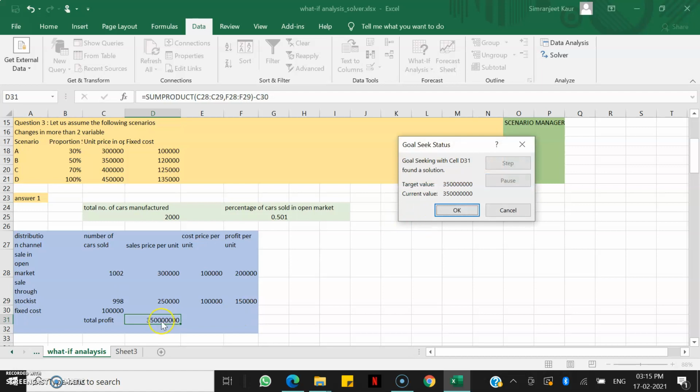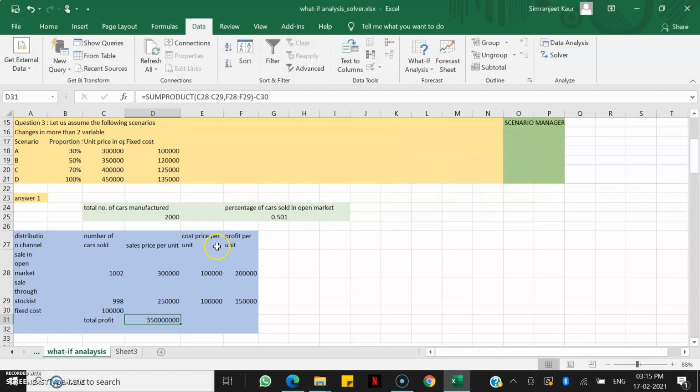If you see, the values have automatically changed here, and my percentage of cars sold is now 0.501, right? So the what if analysis is telling us that instead of 40%, I should sell 50% in the open market if I want to earn a profit of 35 crores, and accordingly my number of cars sold will also change here. So that was it for goal seek analysis. Thank you.